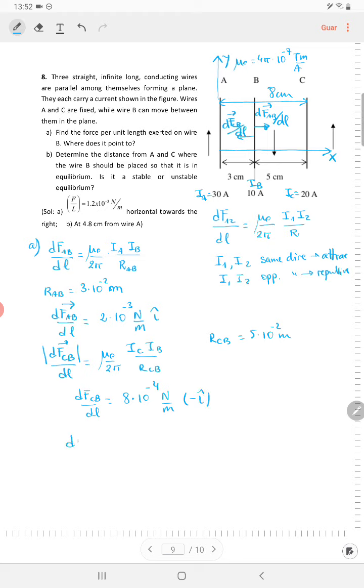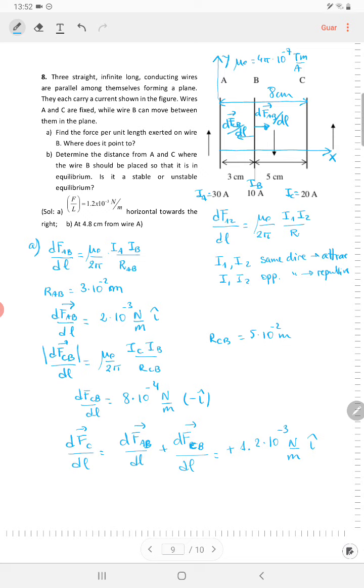So all in all, the total force exerted on C comes from the part that comes from A plus the part that comes from B. So this is B, this is C on B, okay? And adding these two up, you see that this is a positive force of 1.2 times 10 to the minus 3 Newton per meter in the positive direction of the x-axis.